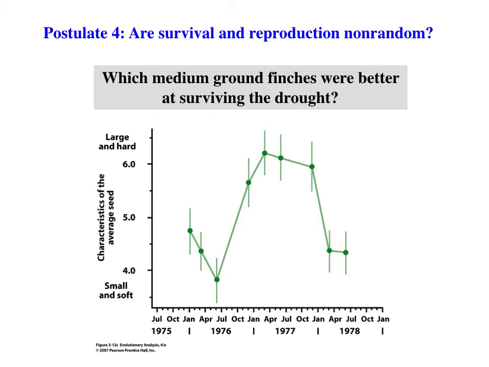So this, to the Grants, they were saying, okay, we can see that the large, hard seeds are surviving better. All of a sudden, when the rains return, what happens? What also returns? The small, soft seeds, or at least a portion of them, right? It's not like the large, hard ones go extinct, but now you have a whole bunch of other soft, small ones that are in existence.